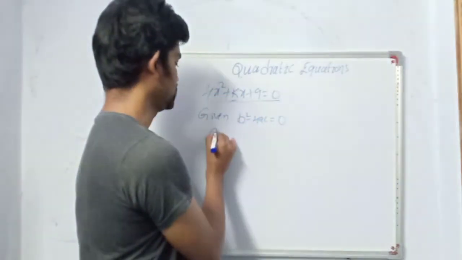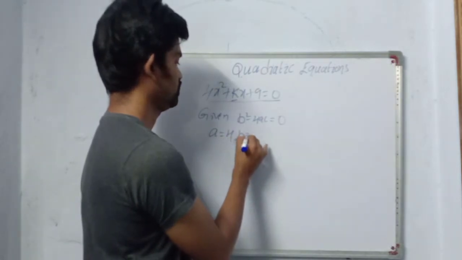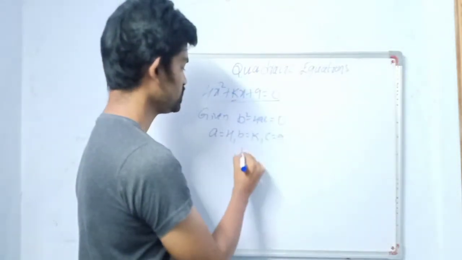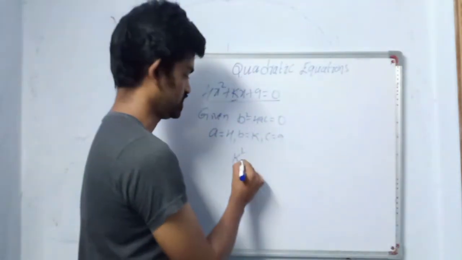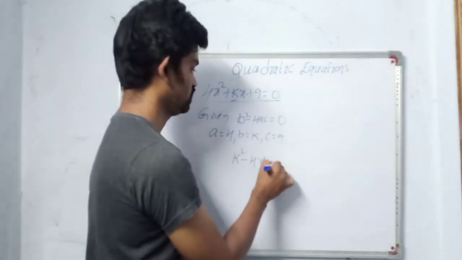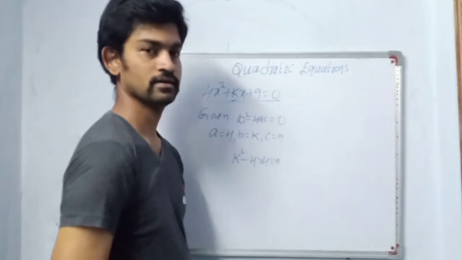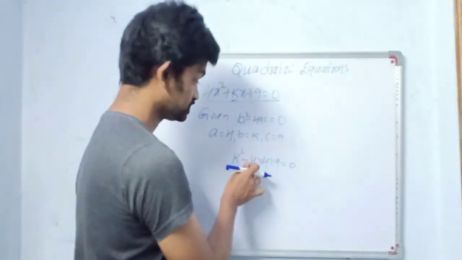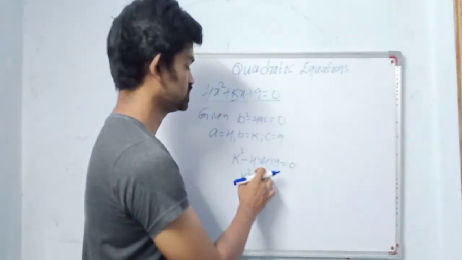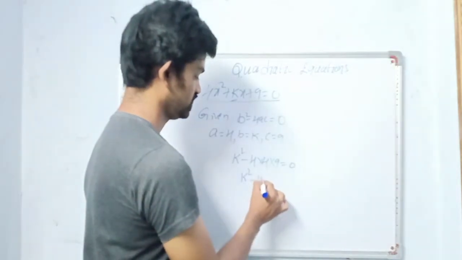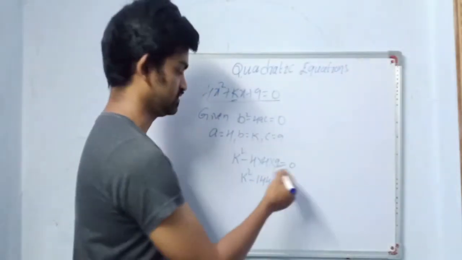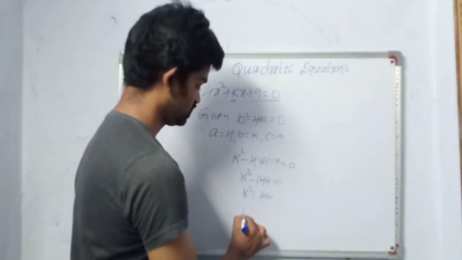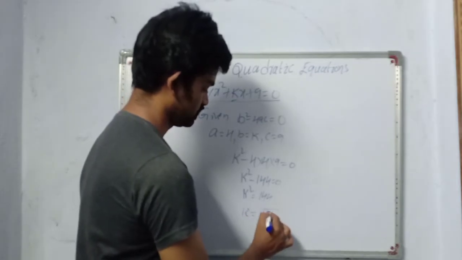Okay, just write the values. A value is 4, b value is k, c value is 9. Just substitute these values here. B is k square minus 4 into a is 4, here c is 9, equals 0. So k square minus, this is how much? 16 into 9 is 144, equals 0. Send 144 to the other side, transpose it: k square equals 144, k value is root over 144.